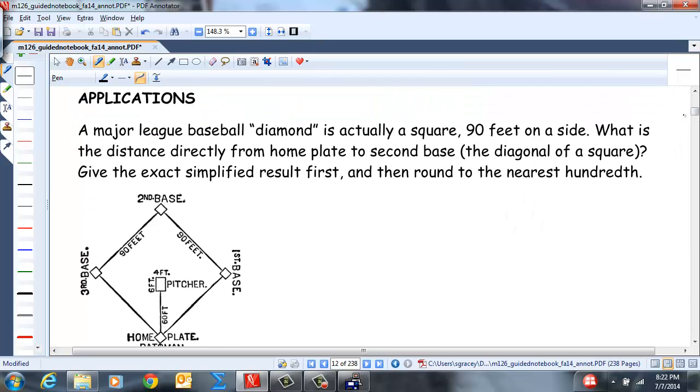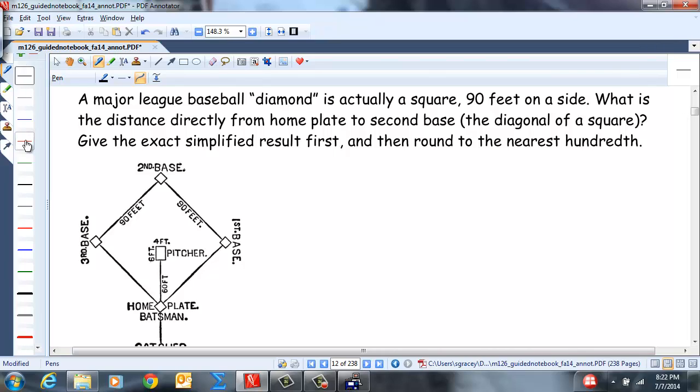So a Major League Baseball diamond is actually a square, 90 feet on a side. What is the distance directly from home plate to second base? In other words, the diagonal of a square. So give the exact simplified result first and then round to the nearest hundredth. So what we're basically looking at here is when this guy has to throw someone out, what is this distance, this diagonal, right? So we can look at this triangle here.